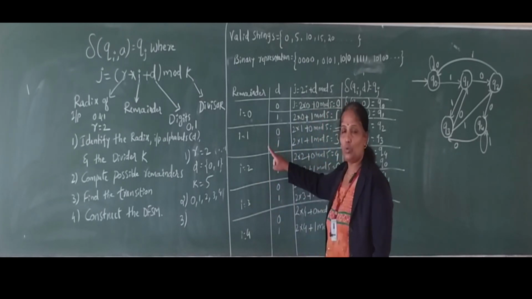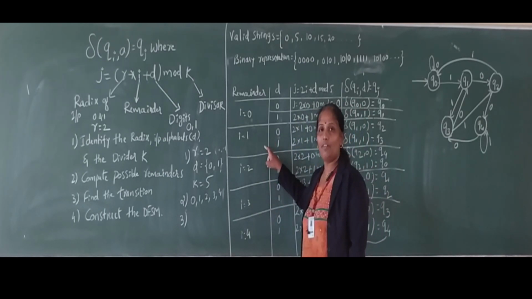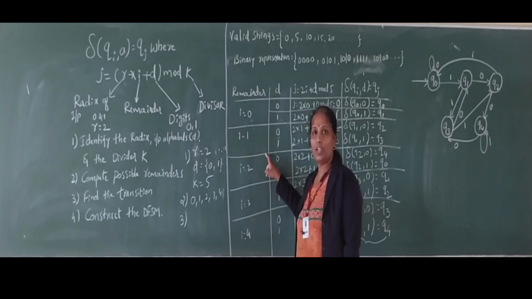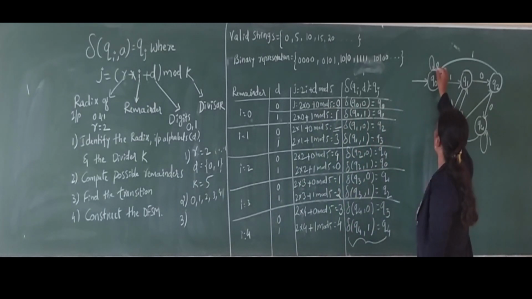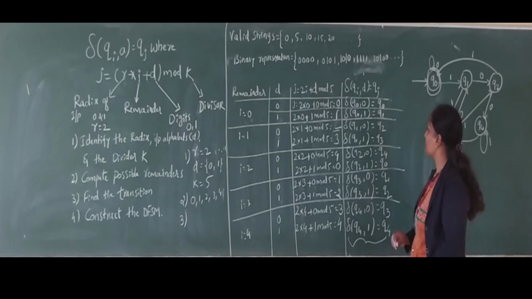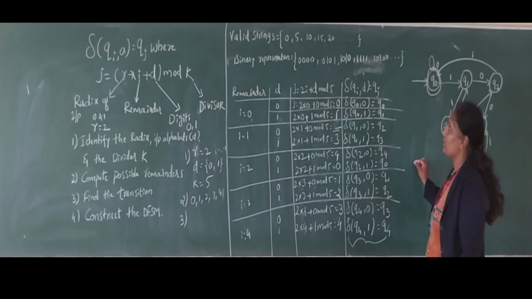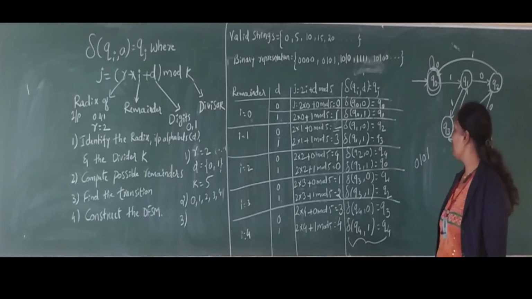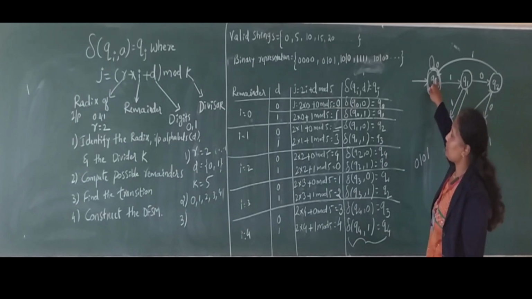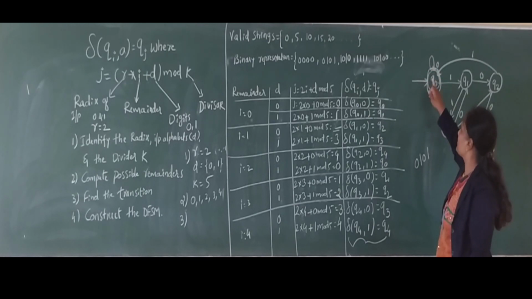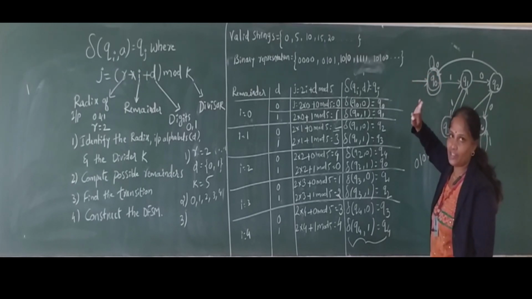So here, according to the question, 0 modulo 5 means after dividing the number by 5, you get remainder 0. So Q0 state is the final state, because Q0 state represents the remainder 0. Now take a valid string and check whether it is accepted by your DFSM or not. The first valid string is 0. It is a start state and a final state with a loop, so any number of zeros are accepted. So the first string is accepted.